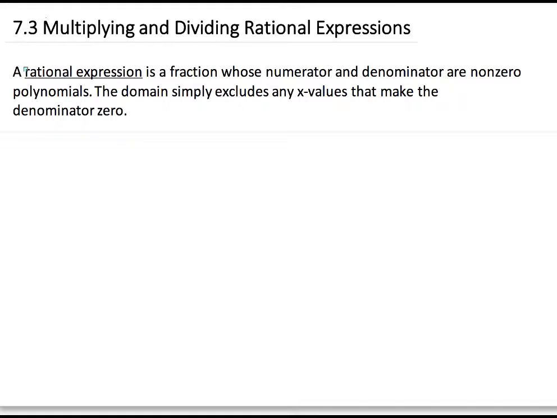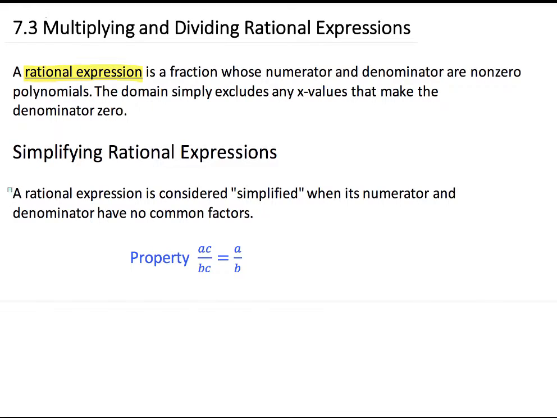In this lesson, we are multiplying and dividing rational expressions. So remember, a rational expression is just a fraction whose numerator and denominator are made up of polynomials. And we can figure out the domain because it's everything except for the x's that make the denominator 0. So let's look at simplifying rational expressions. We consider them simplified as long as the numerator and denominator have no more common factors.